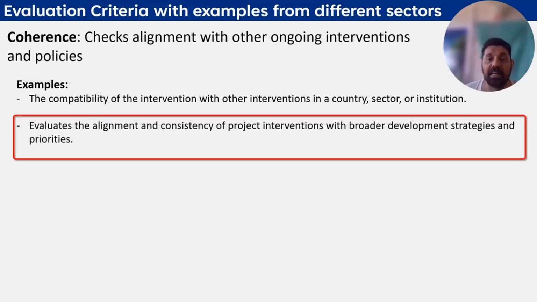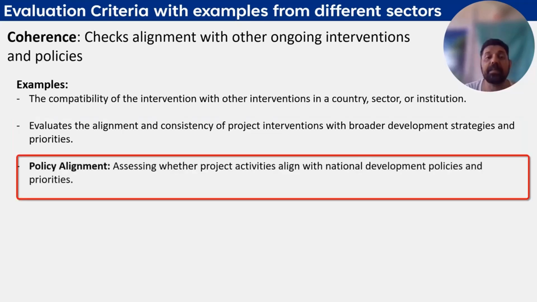Another example is evaluating the alignment and consistency of project intervention with broader development strategies and priorities of the country or sector. Similarly, policy alignment, assessing whether project activities align with national development policies and priorities. For example, in a region, a government department has developed some policies for their health or education intervention, and you are conducting something else, so you check the alignment of the different interventions of different NGOs and the government sector with national development policies and priorities.